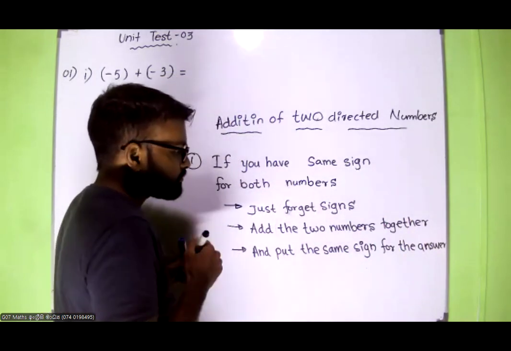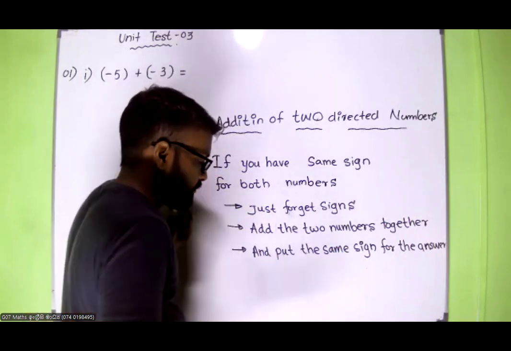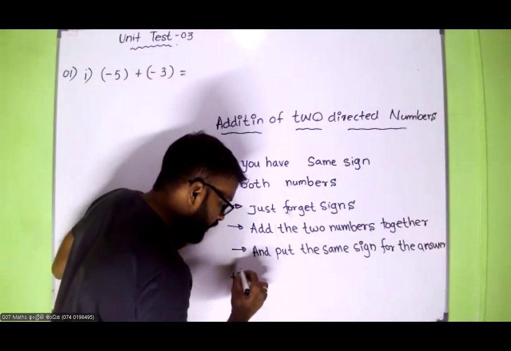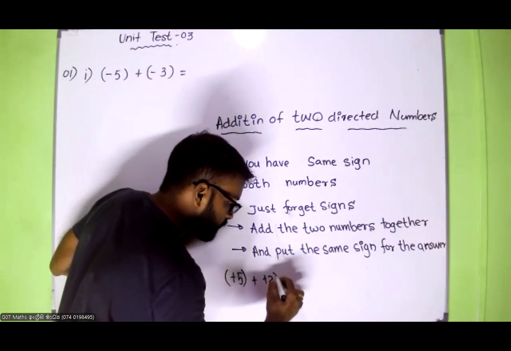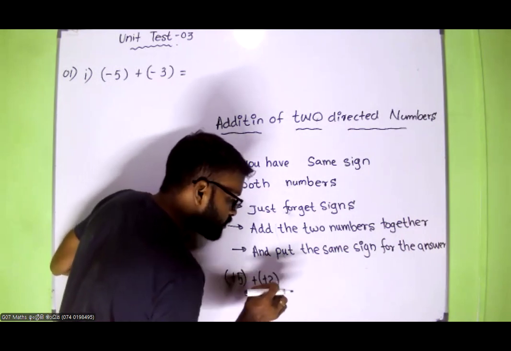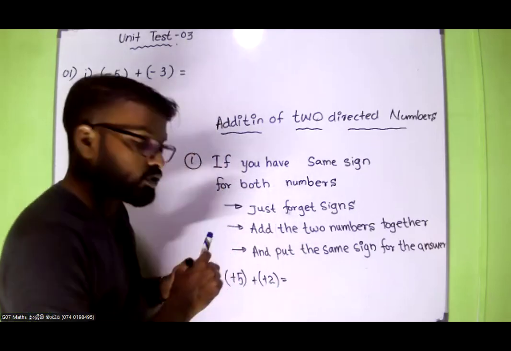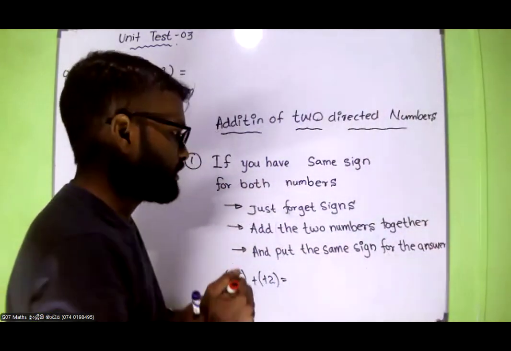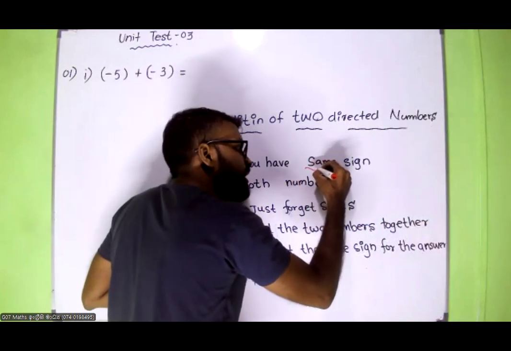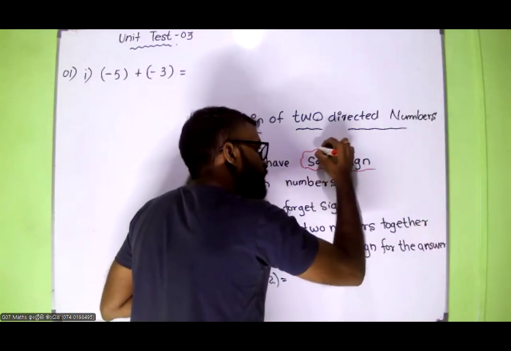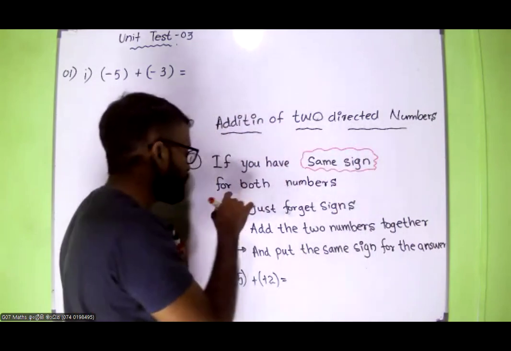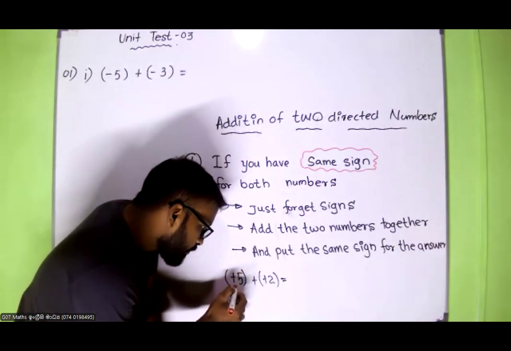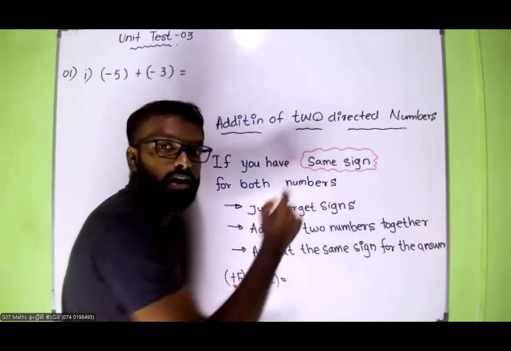Now for an example: this is plus 5, and you are going to add plus 2 to it. Positive 5 and positive 2. The most important thing you need to remember is, if you have the same sign for both numbers, here you have a positive sign and a positive sign. Same sign for both numbers.